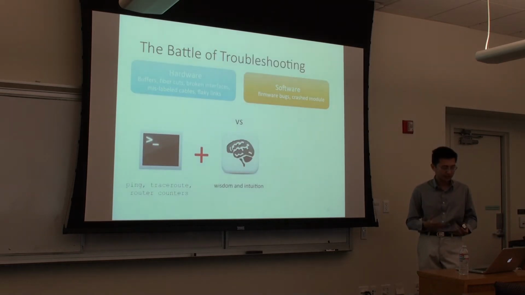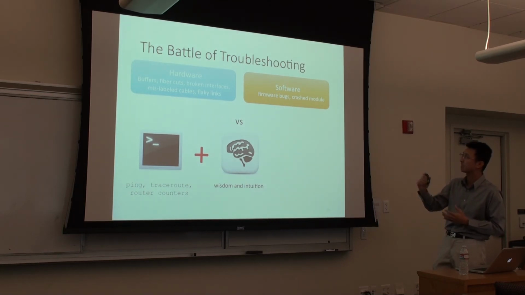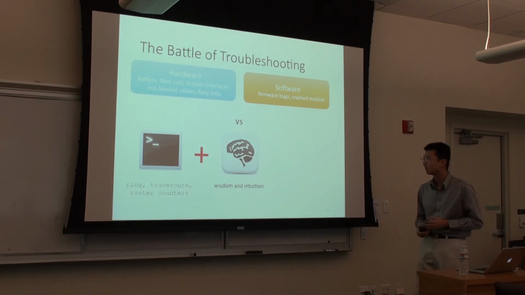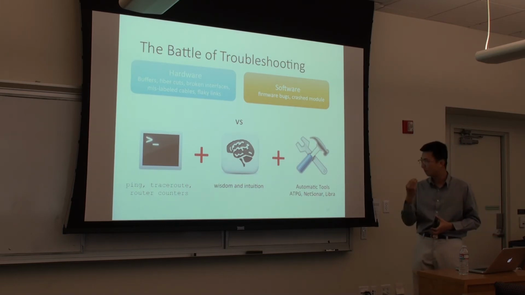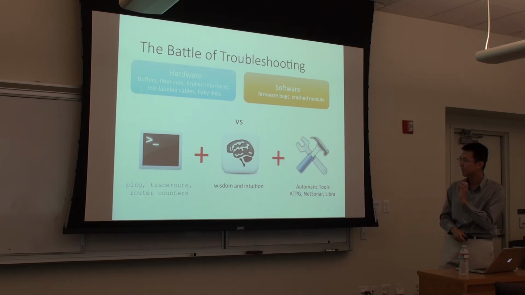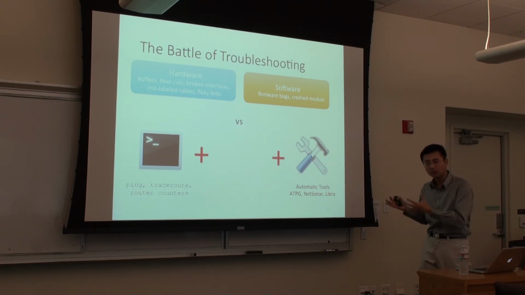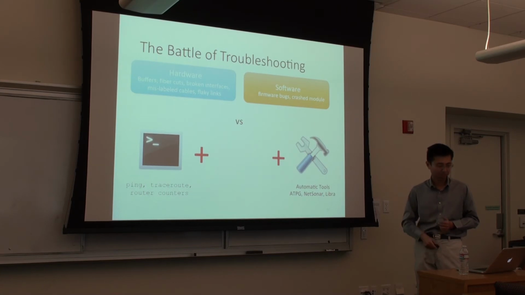And with this, we set out to help network engineers win this battle against the various sources of network problems. And now, the tools described in this talk, ATPG, NetSonar, and Libra, enhance humans' wisdom and intuition, reduce service downtime, and ultimately save money. Our ultimate hope is that network engineers no longer need to rely on their wisdom and intuition, and can rely on these tools so that they can put their efforts on more productive things.